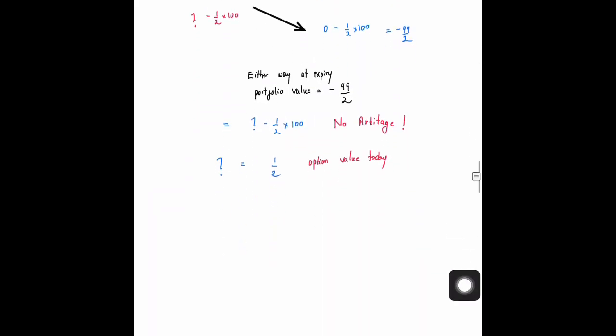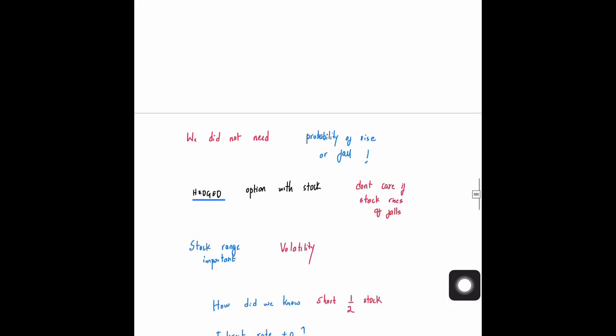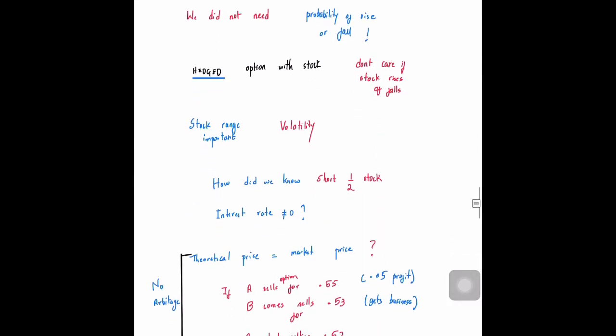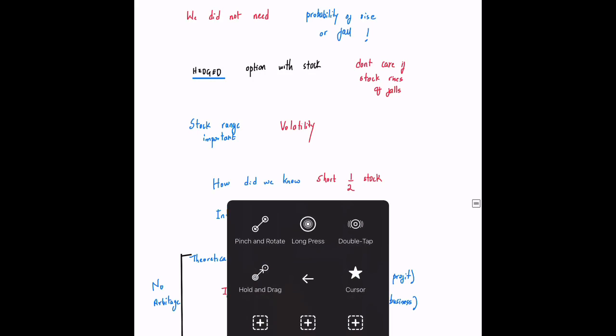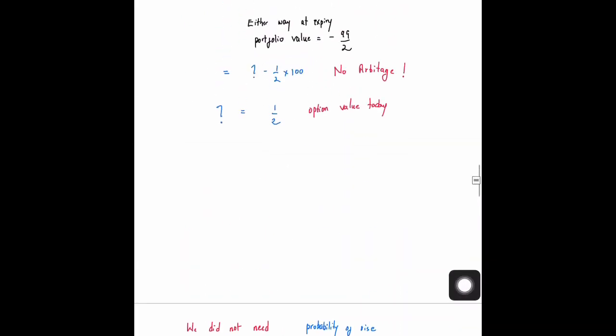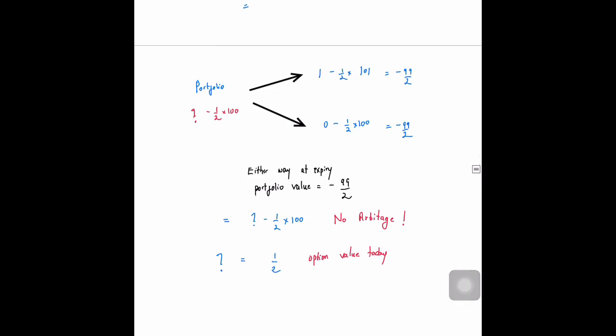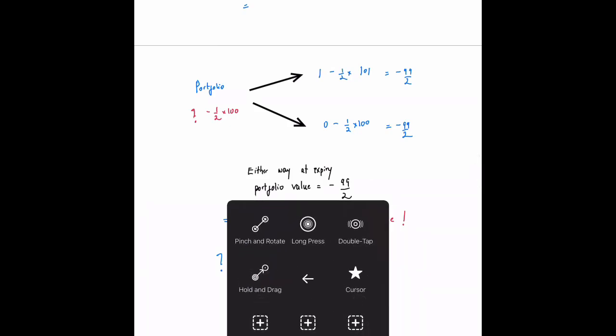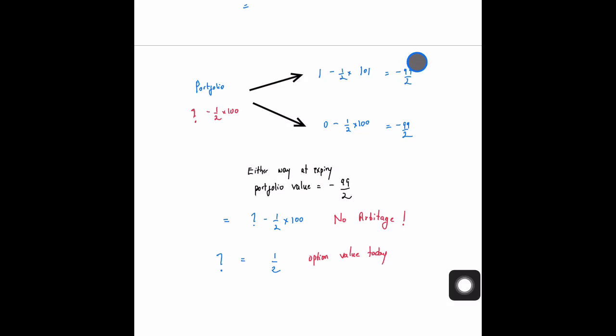Now let us try to analyze this whole thing properly, in much more detail. As far as this particular pricing went, we have never utilized any information about the probability of rise and fall. We have constructed these portfolios in such a way that the value, whether it goes above or below, is minus 99 by 2, irrespective of what the probabilities of going up and down are. So there is no dependence on probabilities.